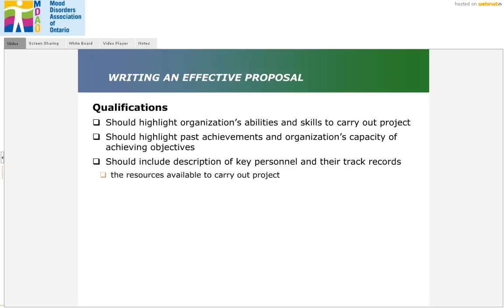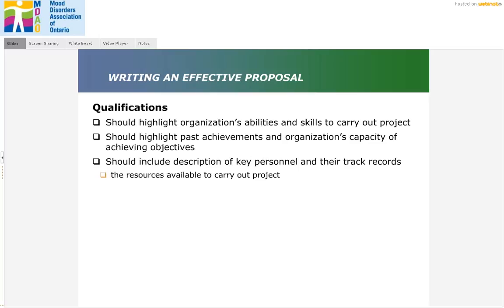And in this part of your proposal, it should also include the resources that are available and needed to carry out the project successfully.